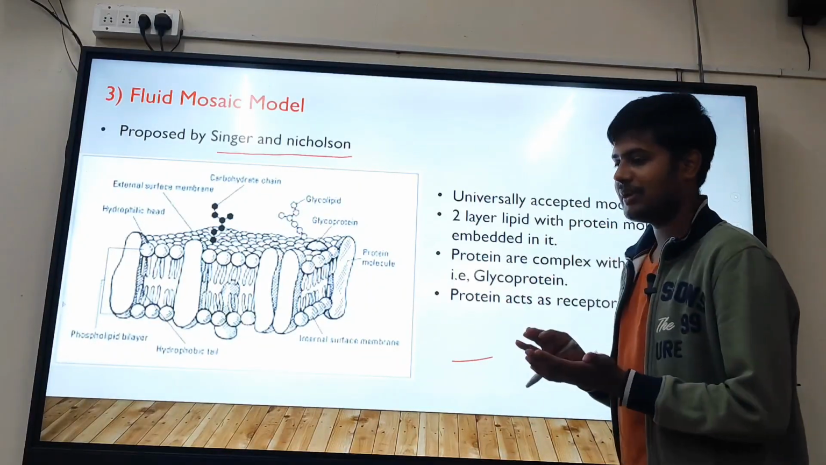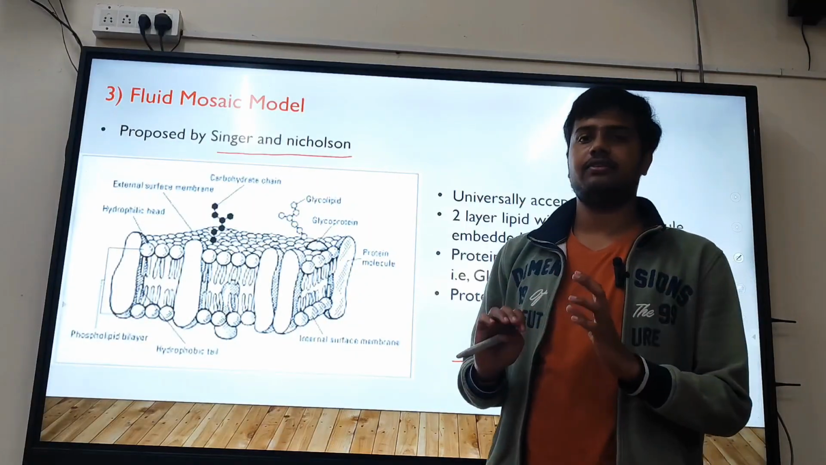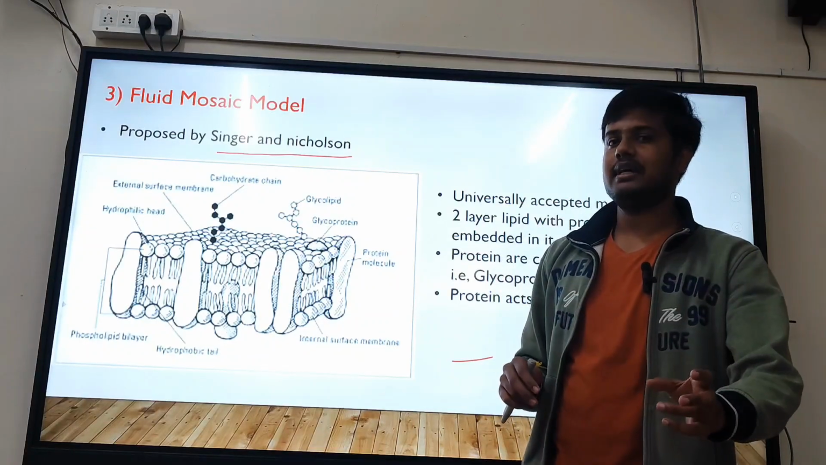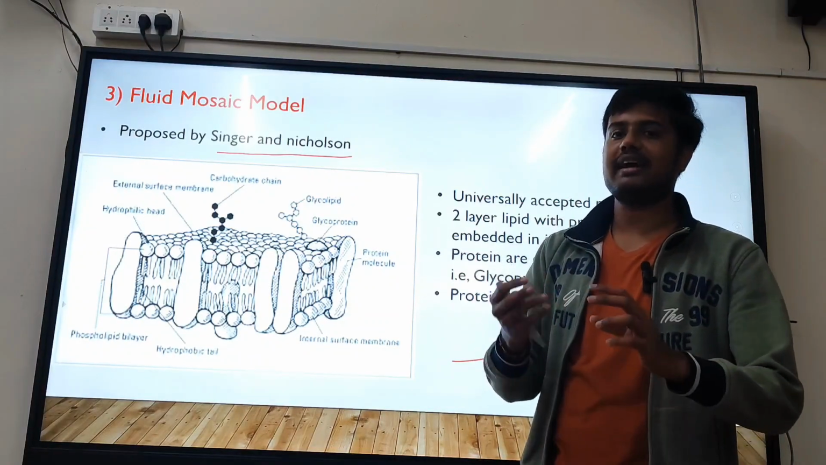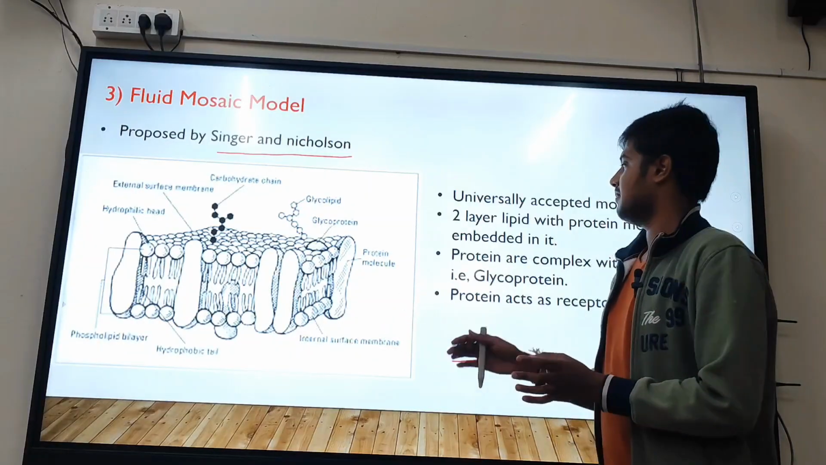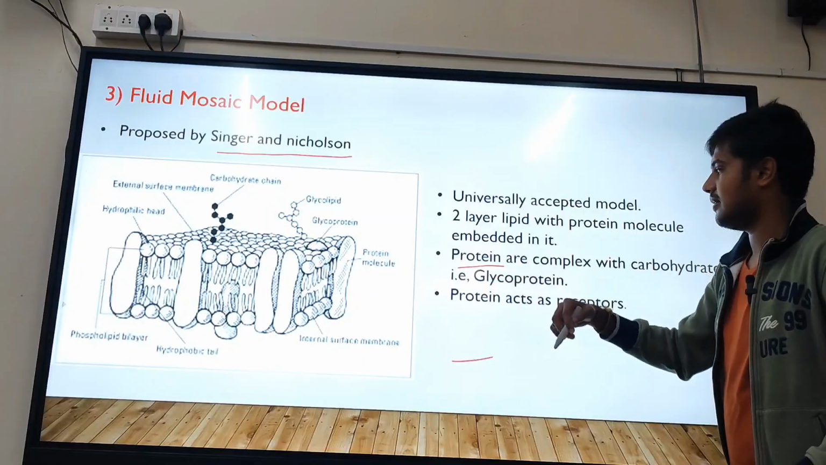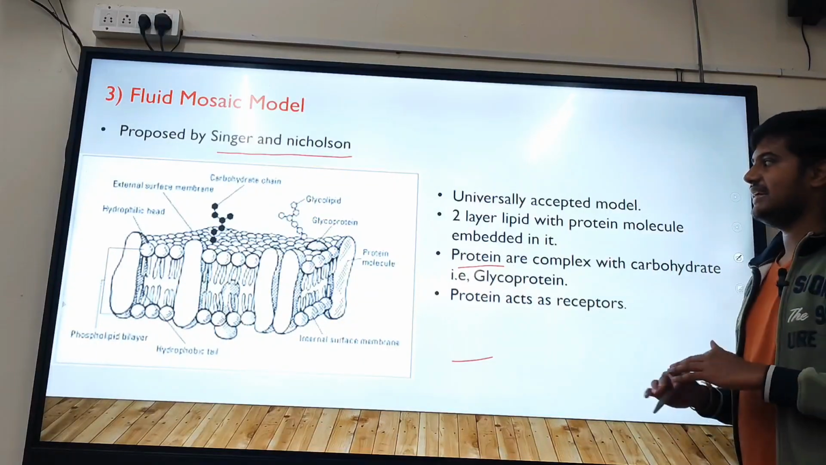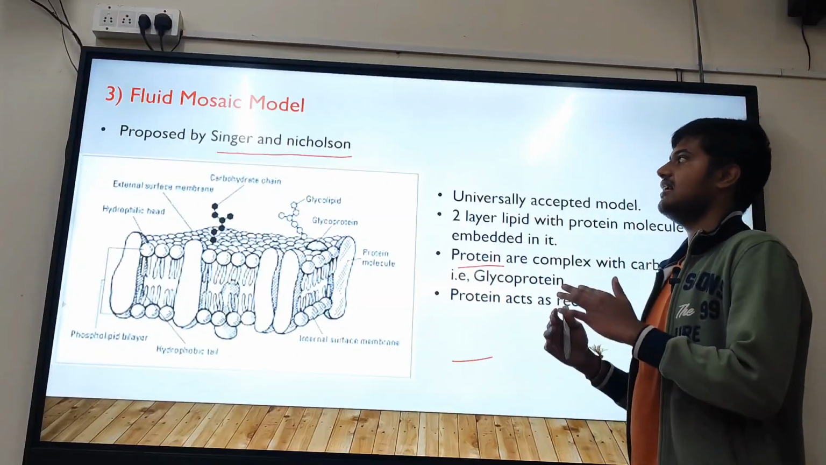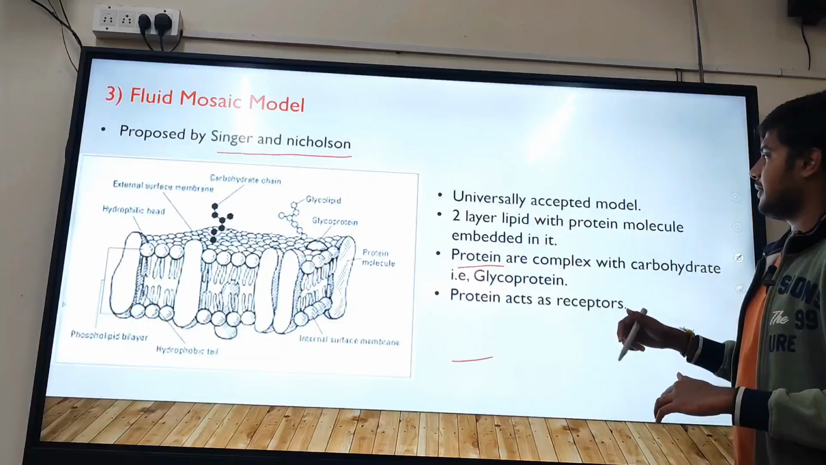Here, in the previous one, he only taught us what the cell membrane is made up of. It is only made up of hydrophilic and hydrophobic ends, a lipid and protein bilayer. But here some other concepts are also there. He didn't give details about protein. What are the proteins? What are the layers? He didn't give that. That's why that model was also rejected. Finally, the fluid mosaic model came into effect as the universally accepted model.